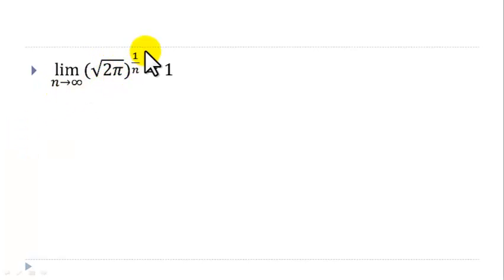The limit of (root 2 pi) raised to power 1 over n as n tends to infinity is equal to 1, since as n tends to infinity, 1 over n will tend to 0, and root 2 pi raised to power 0 will give us 1.